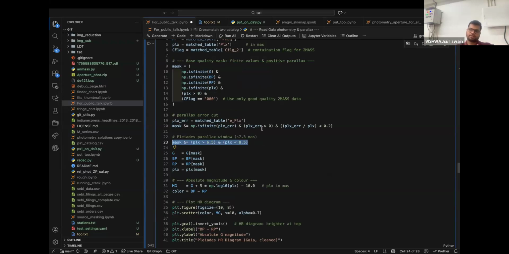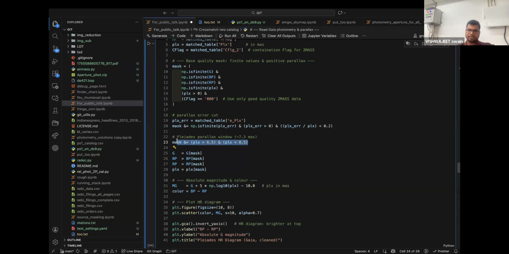So we want to study a particular cluster, so we want to take the sources at a particular distance. In terms of parallax, the Pleiades cluster is at around 7.3 milliarcseconds. So we put the mask so that in the table the parallax value should be larger than 6.5 and less than 8.5. So this is our filter of the match table.